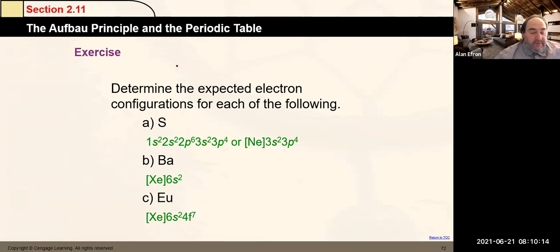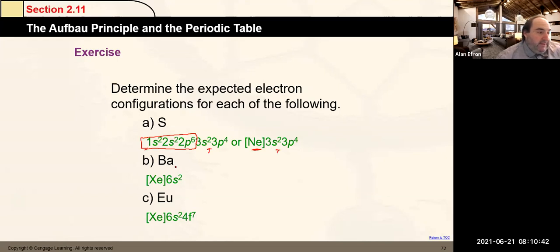Remember that we also can write a shorthand for electron configuration, which is sometimes referred to as the noble gas configuration. Basically we take the noble gas, which is group 8 on the periodic table, and we put it in brackets. So that little neon there represents neon's electron configuration, which basically takes you through here. And then you continue on with the rest of the configuration as well.